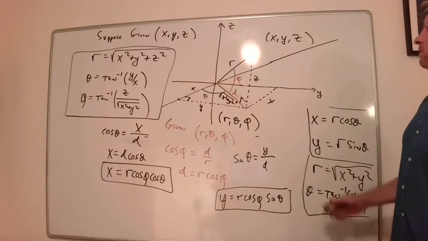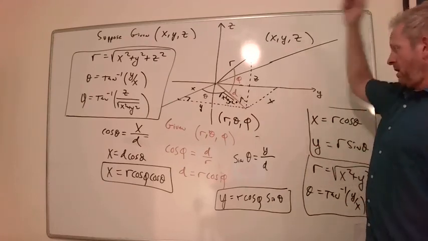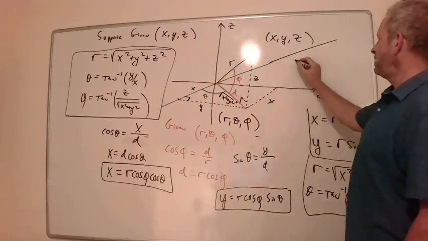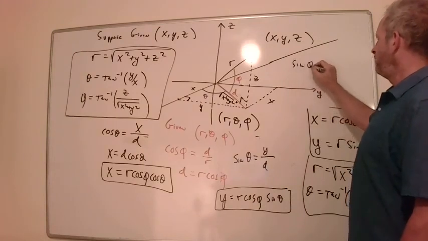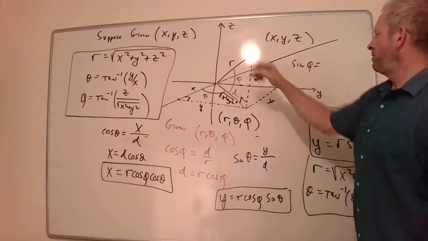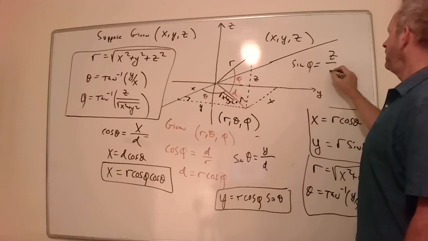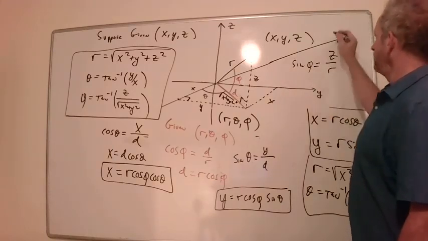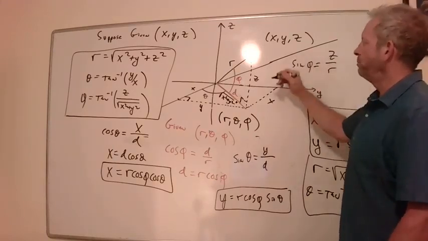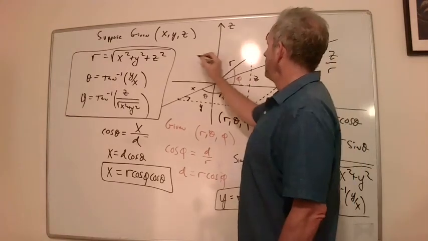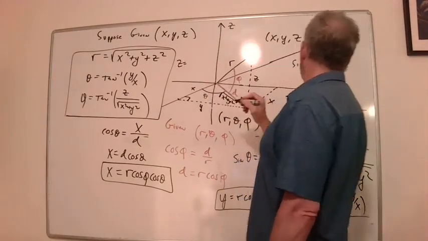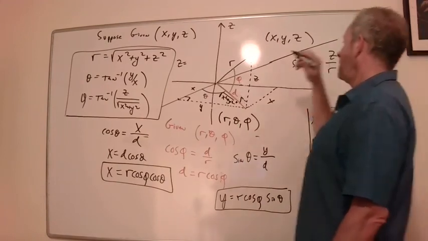And now z, which I guess I could have done right away. Looking at this right here, sine of phi is opposite over hypotenuse. And so z, I'm not sure where I should put it. Let's put it right here for right now. Z is equal to r sine phi.